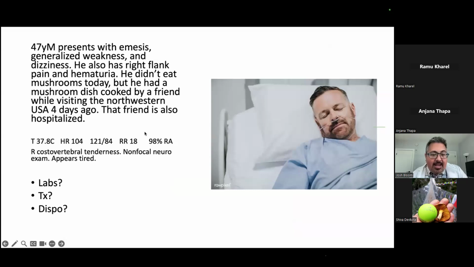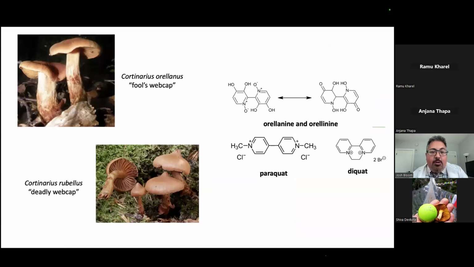Now, this second patient, a very similar kind of case, but they're coming in with hematuria. And it looks potentially like a nephritic syndrome. They even have costovertebral tenderness. This patient probably ate Cortinarius mushrooms. Cortinarius mushrooms can contain orellanine, which is a compound that resembles paraquat and diquat.